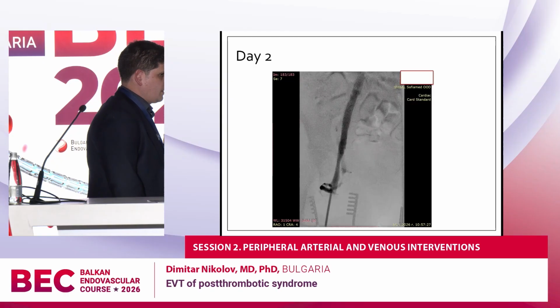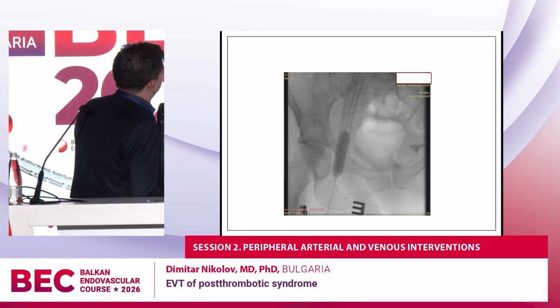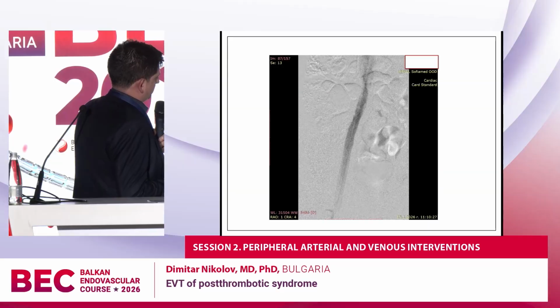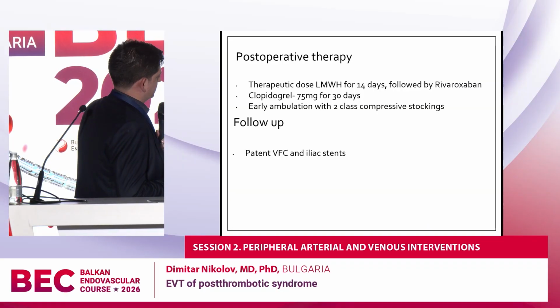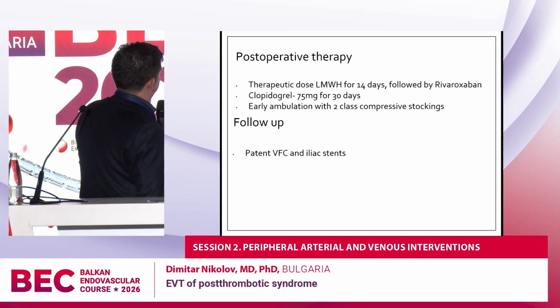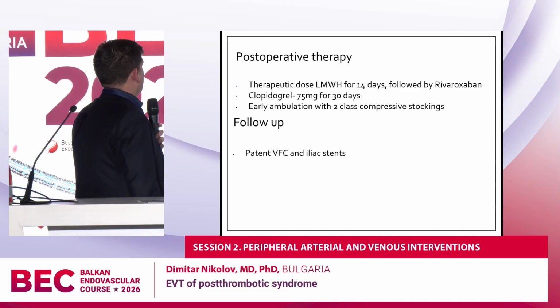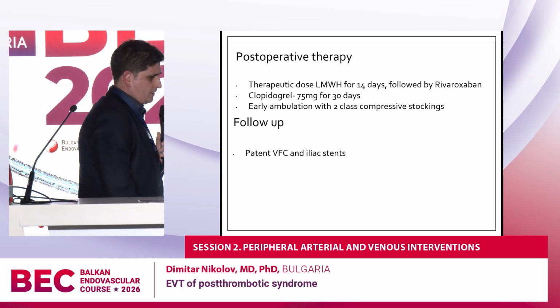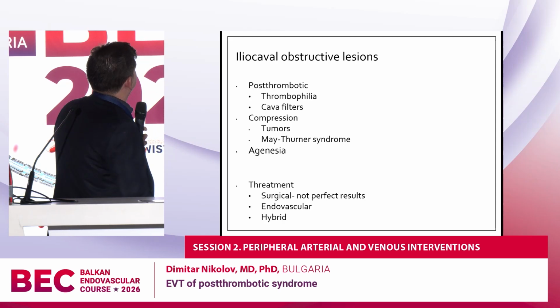So there was a segment which thrombosed the first day, and then we put one more stent. That proves that when you stent veins, it should be from nice vein to nice vein. We gave her low molecular weight heparin for 14 days, followed by rivaroxaban and clopidogrel for 30 days, and second-class compression stockings. We saw her this week, and everything is good now.